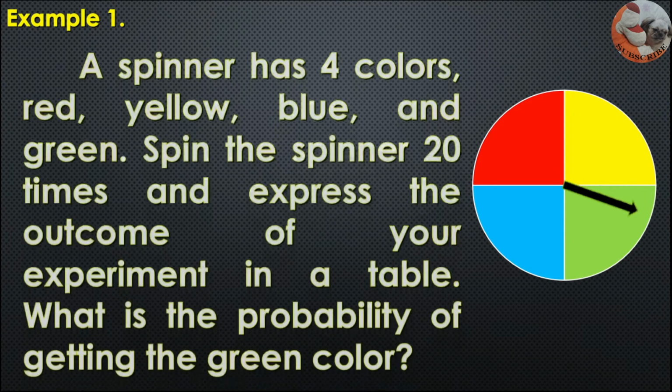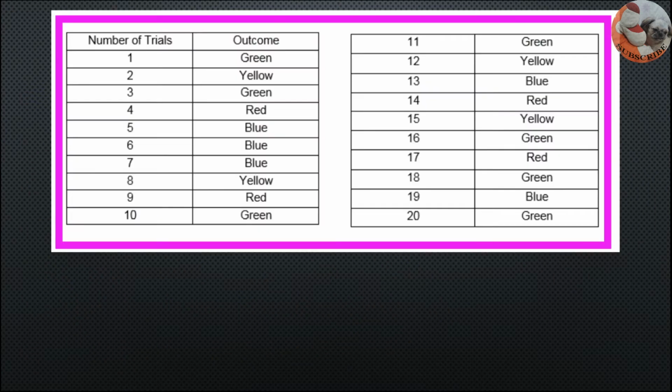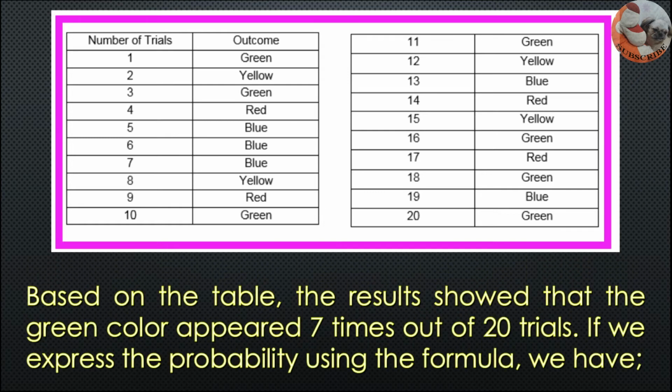Example 1. A spinner has 4 colors: red, yellow, blue, and green. Spin the spinner 20 times and express your outcome of your experiment in a table. What is the probability of getting the green color? So you make a table, you have 20 trials, and write the color of the outcome. Based on the table, the results showed that the green color appeared 7 times out of 20 trials.